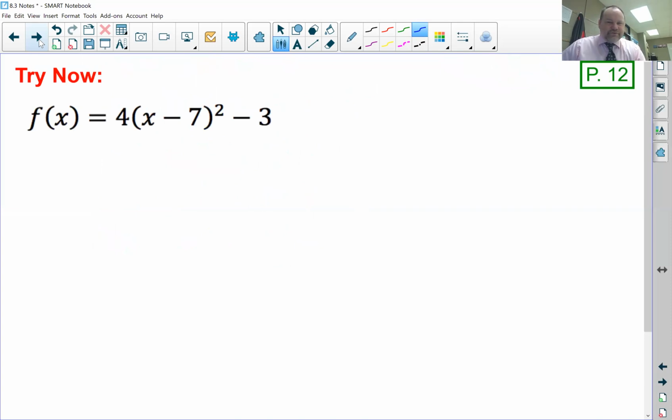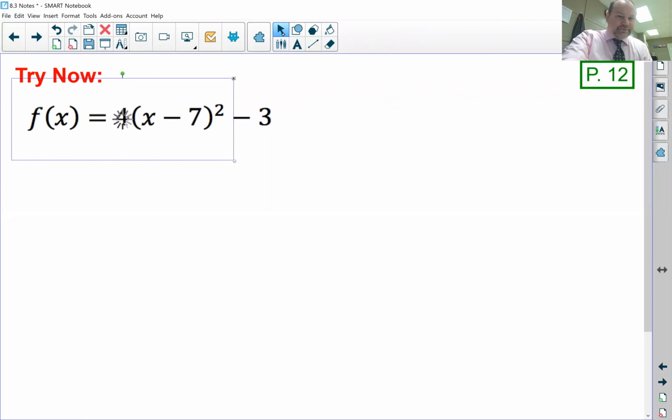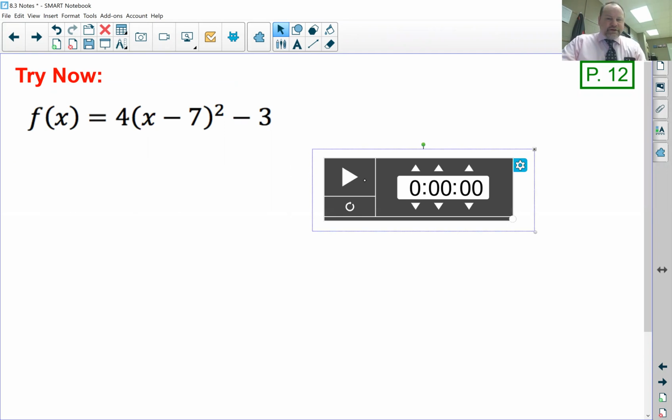All right, so here's one for you to try. Again, I'll give you a couple of minutes, but I want you to take 4 times the quantity x minus 7 squared minus 3, and write it in standard form.